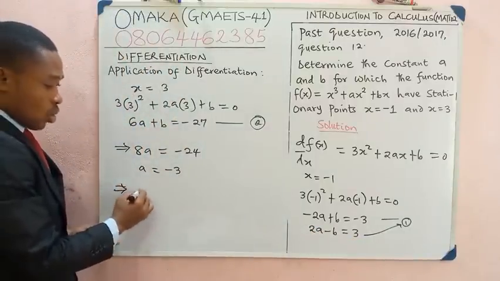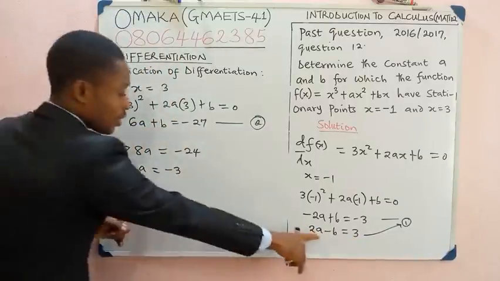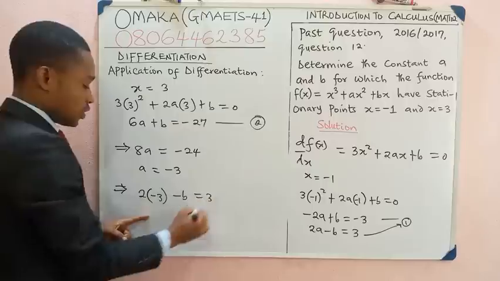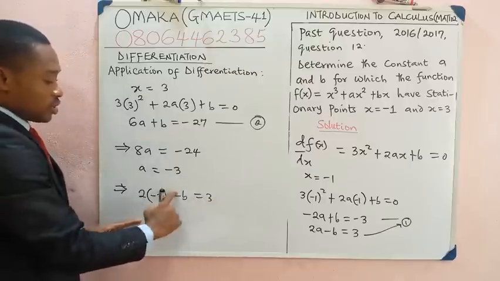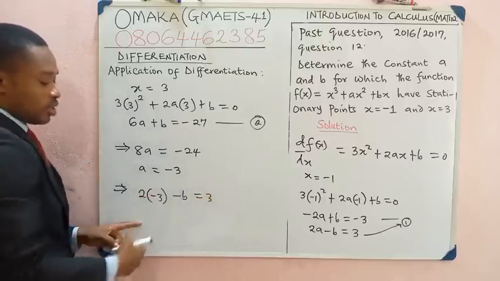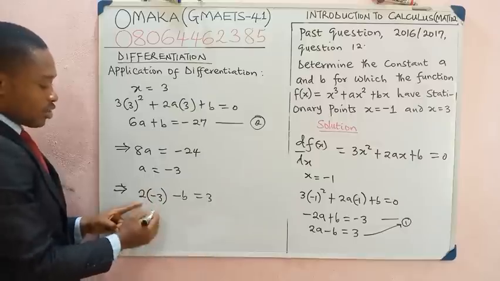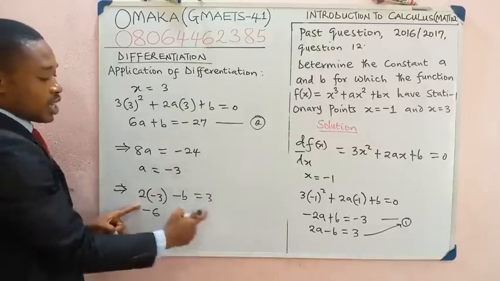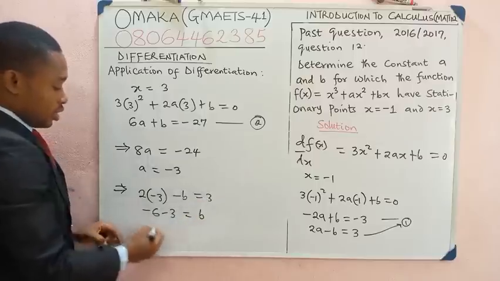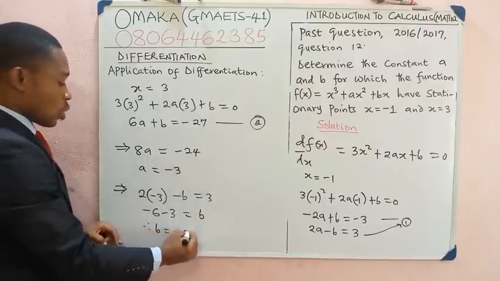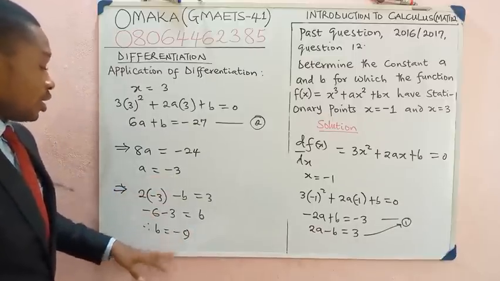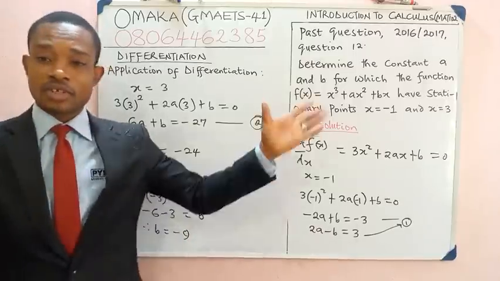Alright, so if I'm using 1, I will get 2 brackets, in place of a, I'll put minus 3, then minus b equal to 3. If you solve this, take b to the other side, minus b will become plus b, then this 3 will come here. Of course, 2 times this is minus 6. If b goes here and this 3 comes here, you have minus 3, b crossing will give us plus b. So that b is equal to minus what? 9. You see, so a is minus 3 and b is minus 9 for this problem.